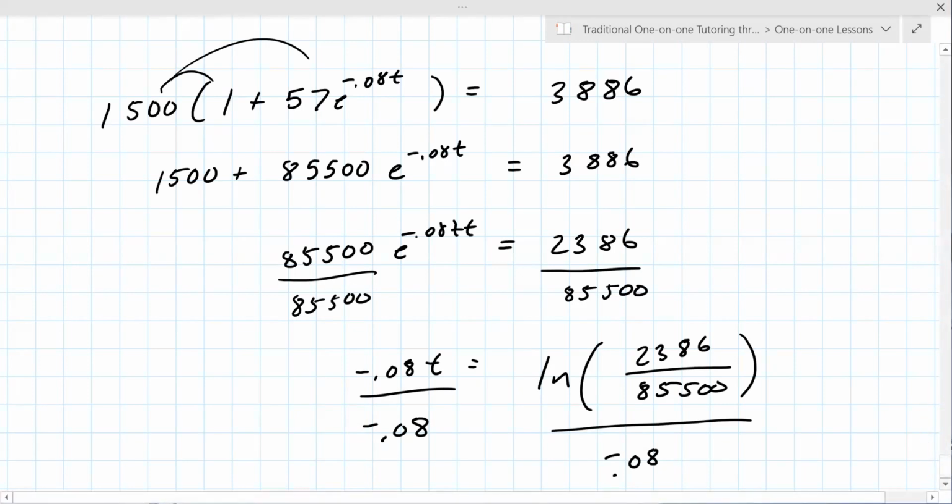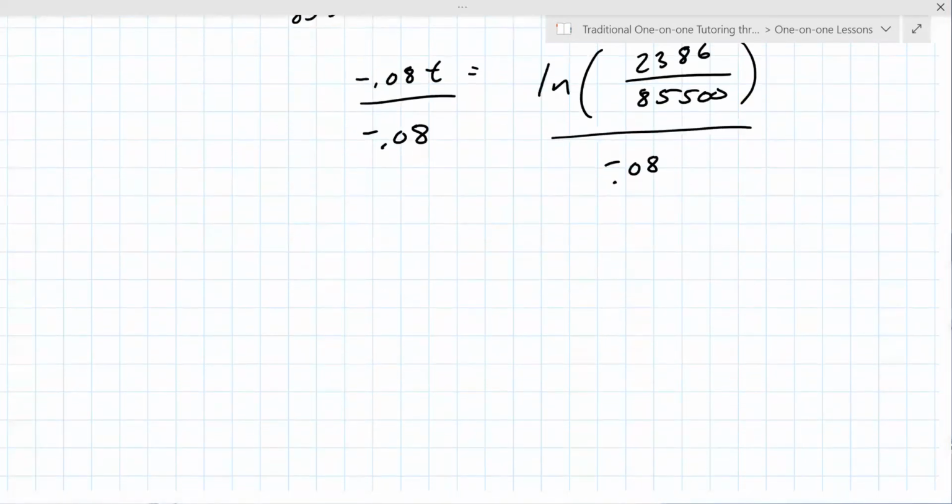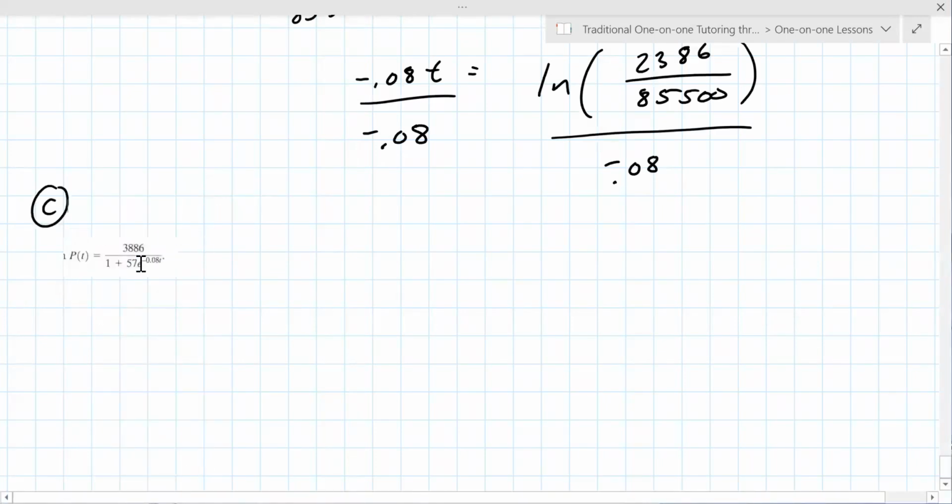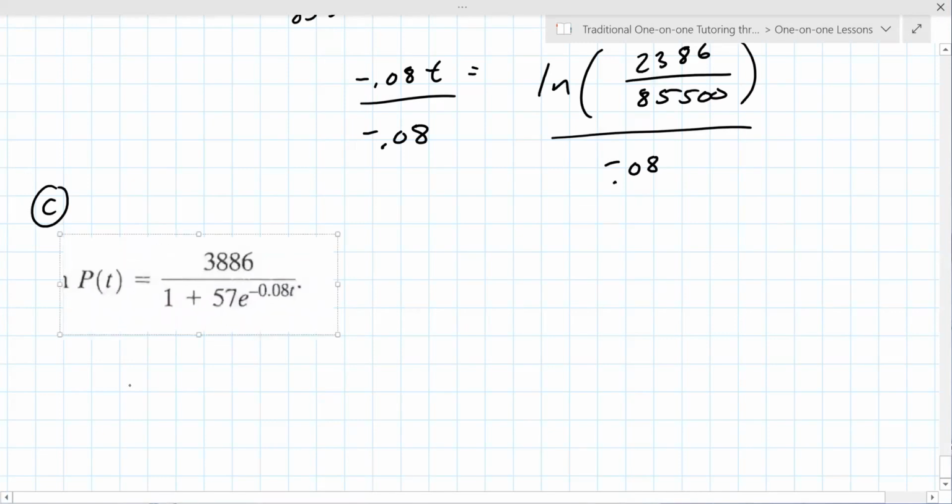Okay, so to do part C, we actually just have to go back to the original function. And this is part C. To do part C, what happens when t goes to infinity? Basically, as you let time go forever. And really what I'm asking you is, what is e to the minus infinity? What does that equal?